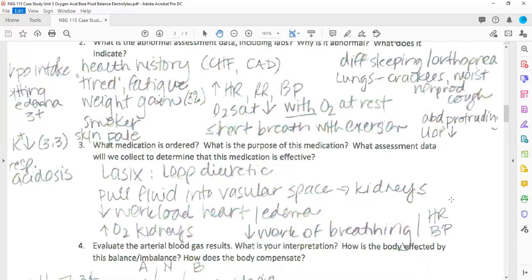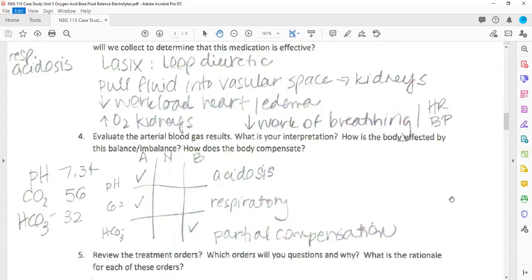Anytime you're giving any type of diuretic, and we'll talk about this much more in following courses, you're going to lower blood pressure because you're pulling fluid off. So let's look at the arterial blood gas. And this is from the patient on the first page.